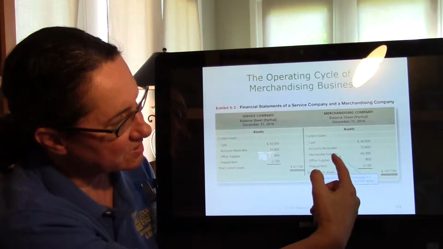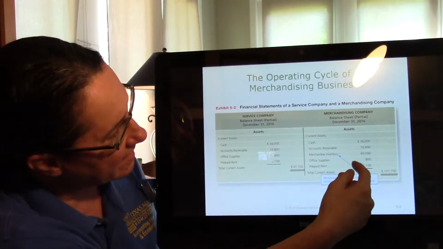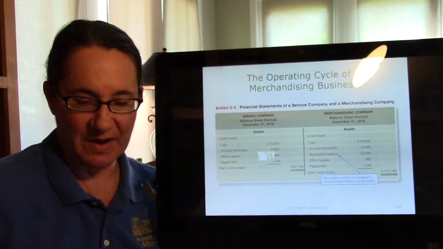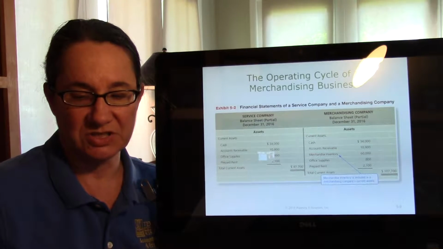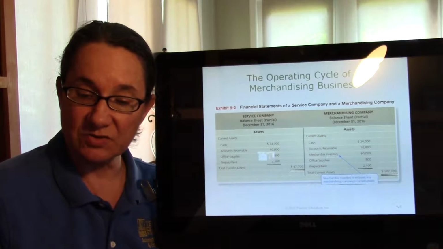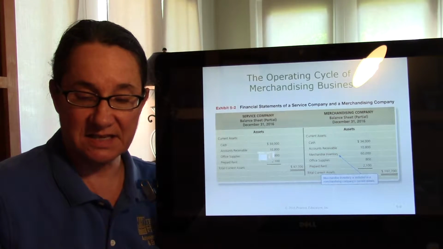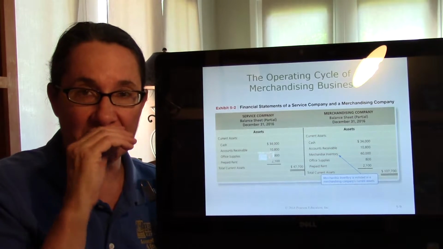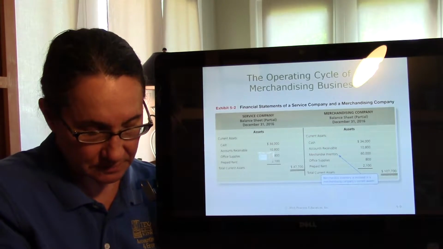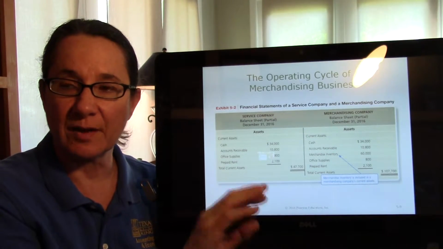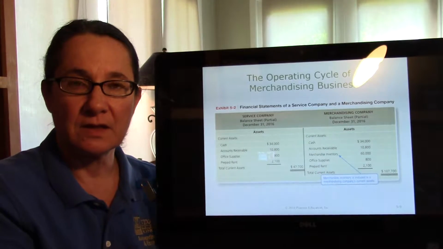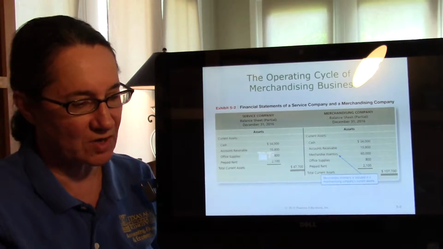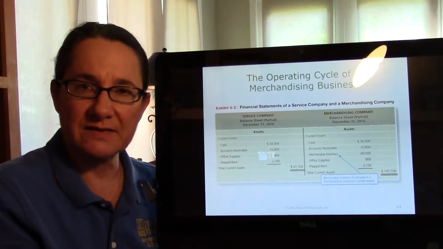If you look at the merchandising side, you'll see that we now have merchandise inventory. The balance sheet shows a new asset account called merchandise inventory. Merchandise inventory is a current asset since it is expected to be sold within the operating cycle. So remember, anything that's going to be converted to cash or used up within a year or the operating cycle is a current asset. And so merchandise we'd hope to sell within the year or so, that's a current asset.